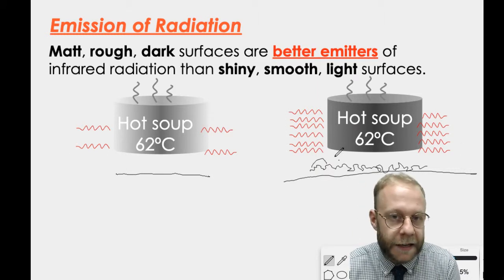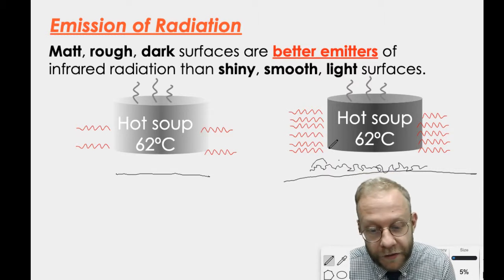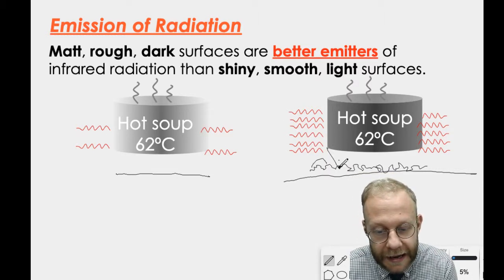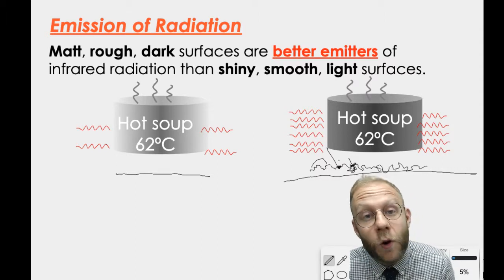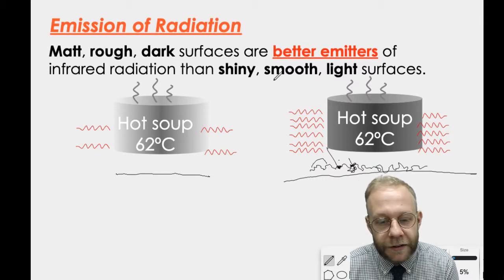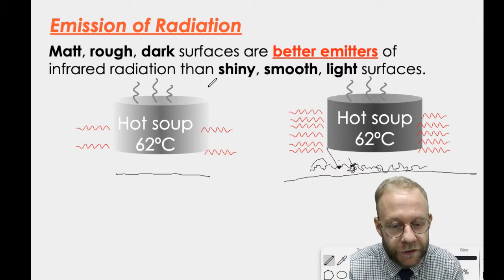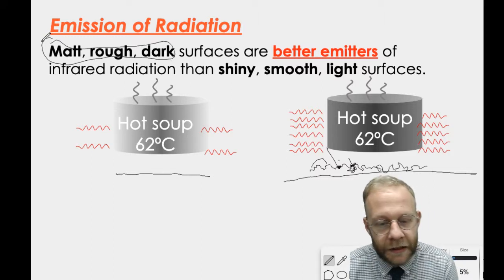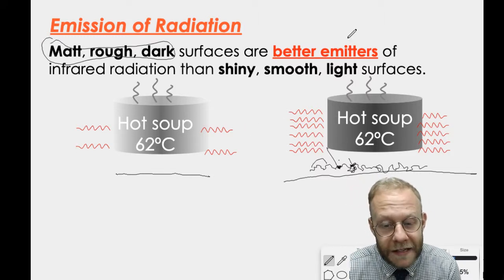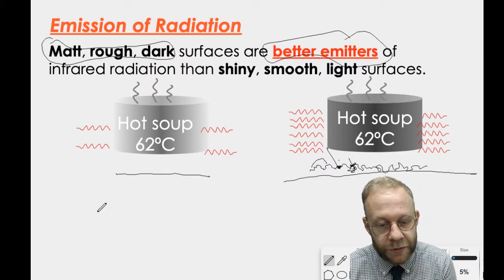And it's kind of the same when we're looking at absorption. When the radiation comes in, it gets hit into these little folds, these little rough patches, bounces around a few times and gets more of it absorbed. So the matte, rough surface, this is the key thing, is the best emitter of radiation, but also the best absorber, as we saw in the previous set of questions.